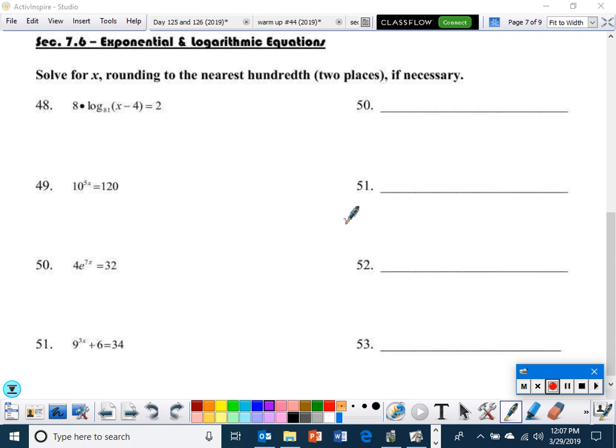Hello, ladies and gentlemen. Advanced Algebra Study Guide, Chapter 7.6, Exponential and Logarithmic Equations.